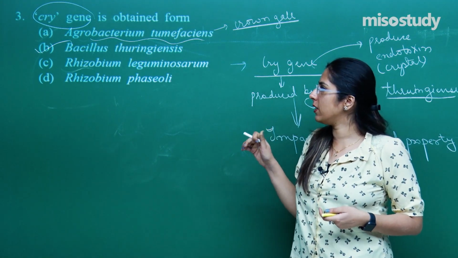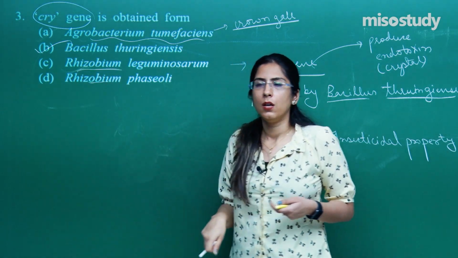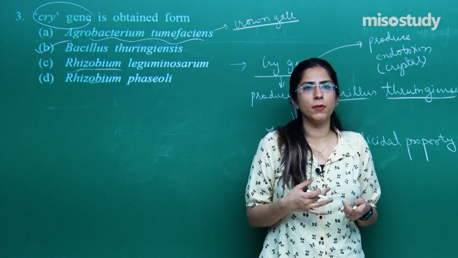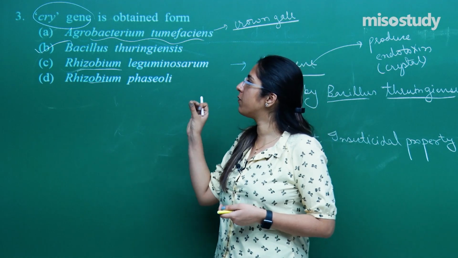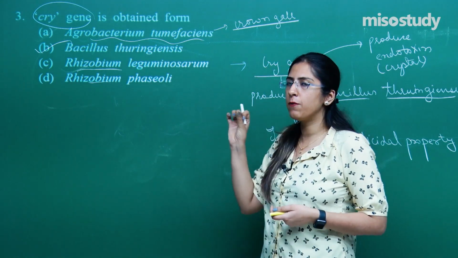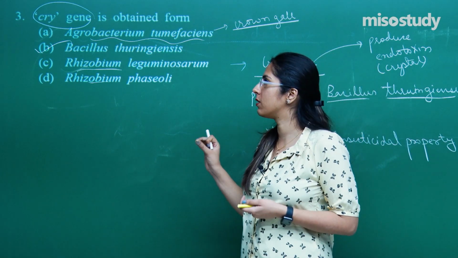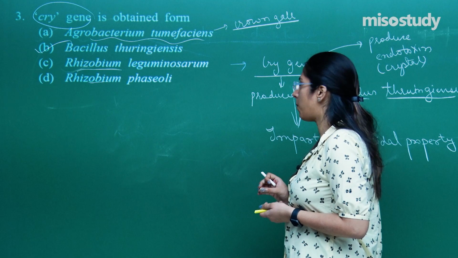Let's talk about C and D. They are both related to Rhizobium. Rhizobium remains associated with the roots of leguminous plants, and helps in fixing nitrogen. So the only option left is B, and with the help of option elimination you can also answer such a question. That is Bacillus thuringiensis. So this was question number 3. The correct option is B.